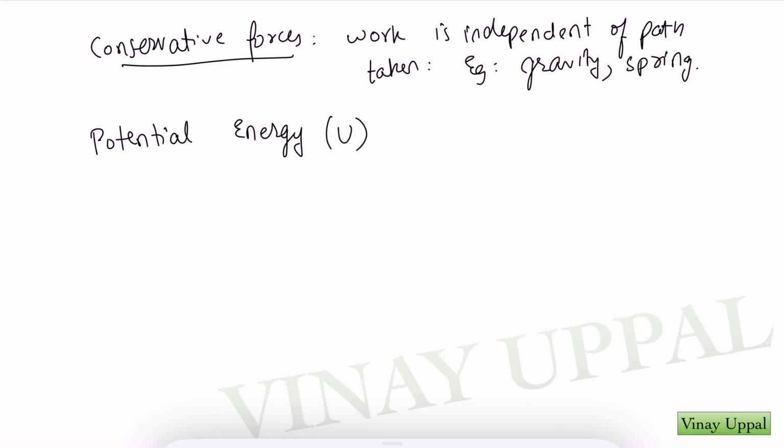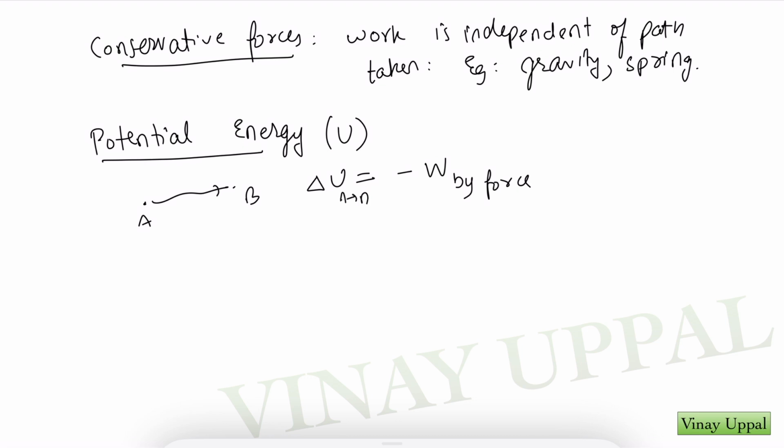And potential energy is basically defined as a function of the position in space. So that means that it is independent of the path taken during a process. So if a particle is taken from point A to point B, I can simply write the change in potential energy is the negative of the work done by the force whose potential energy we are writing. So when we write change, that is always final minus initial. So this is the definition of potential energy.